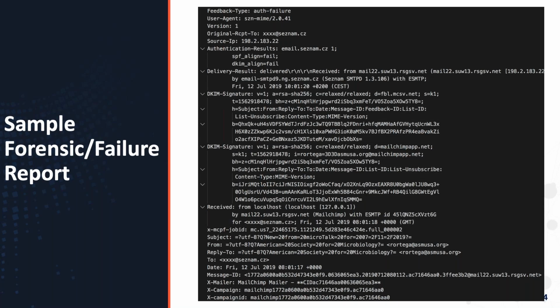This is an example of forensic and failure reports. If you're familiar with how to read message headers, that's what you're seeing here, because you're actually getting the message, and it appears as though you were part of the recipients of the message.